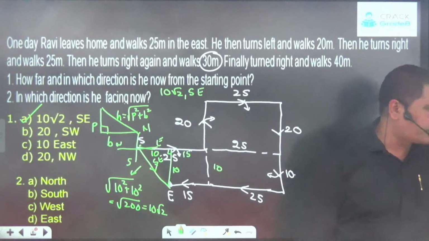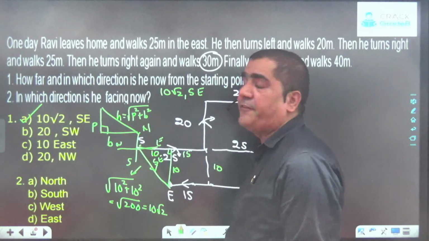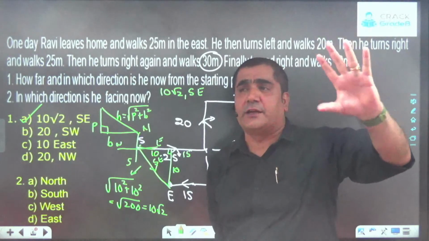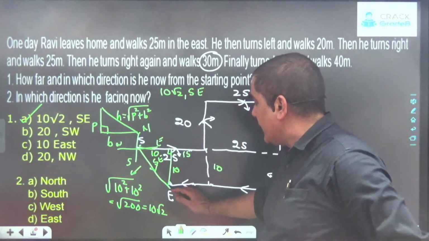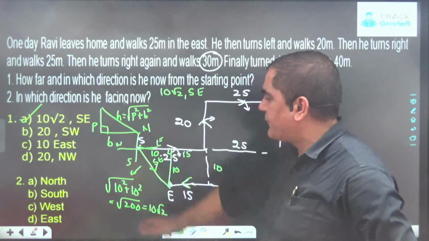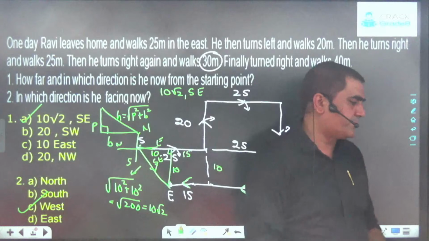Clear? And the last one, they are asking in which direction is he facing now? Whenever the examiner asks about the face of the person, you have to say in which direction the person was going before stopping. The person was going towards left, and left is also called west. So the answer for the second one is west.